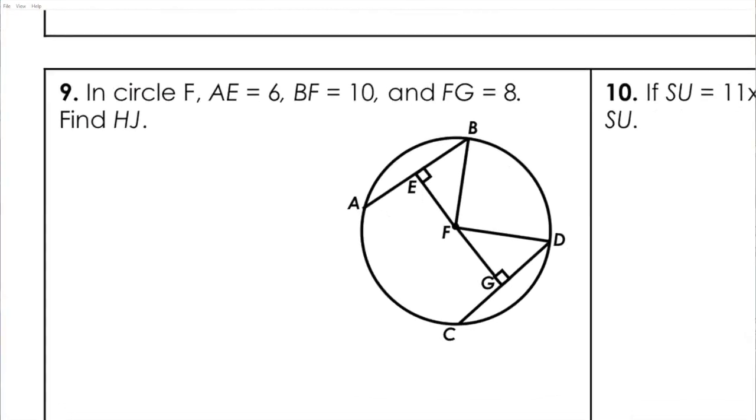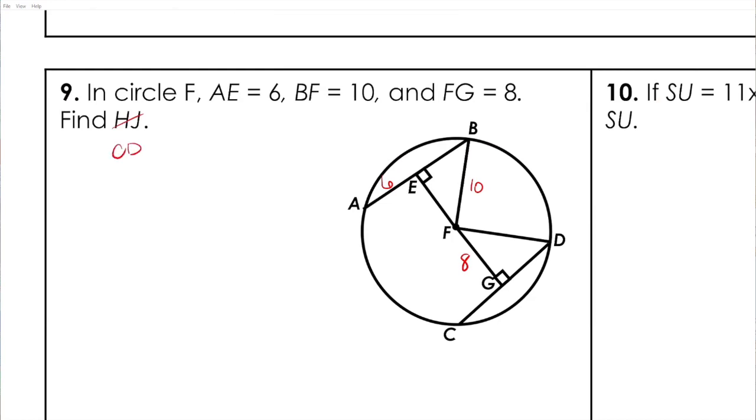All right, circle F. Why do they call it circle F? F is the center. Good. AE is 6. BF is 10. FG is 8. Find the length of HJ. Is there even an HJ on this paper? Is there even an H? Okay, well, what do they want us to find? BF. BF is given. CD sounds fun. We'll find CD. How about that? But we don't have to do any math to get to CD.